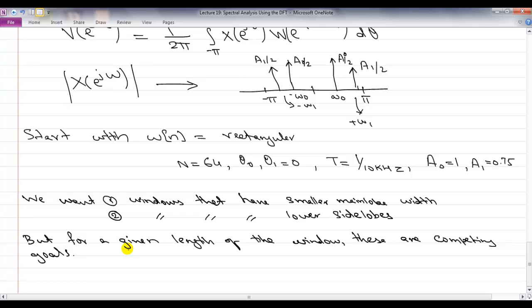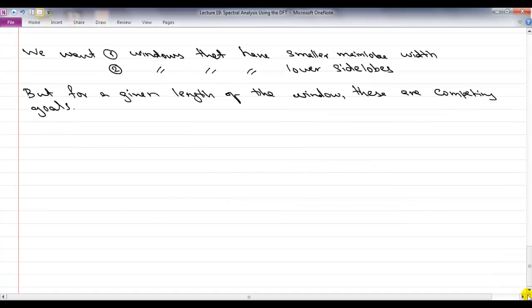But at the same time, the rectangular window has the worst side lobe height. So if you think that your signal has frequencies where the relative magnitude of your different frequencies is very large, and you have some really small frequencies, those frequencies are going to get buried under the leakage effect if you use a rectangular window. Okay. So because of that, people have studied various types of windows.